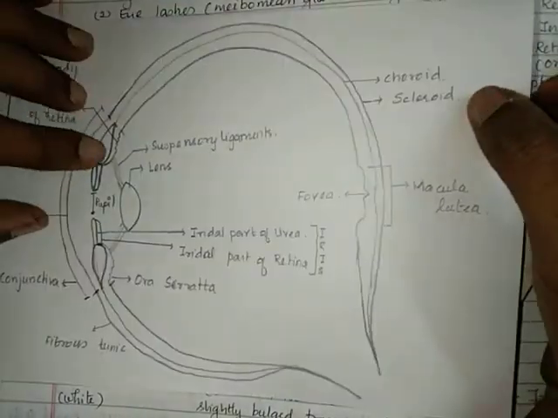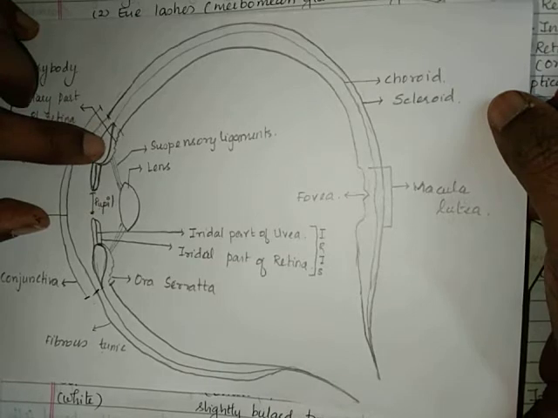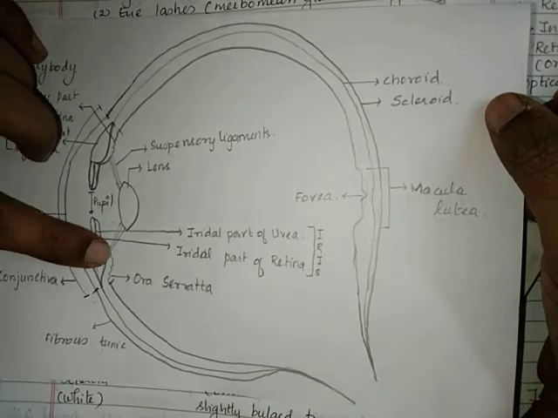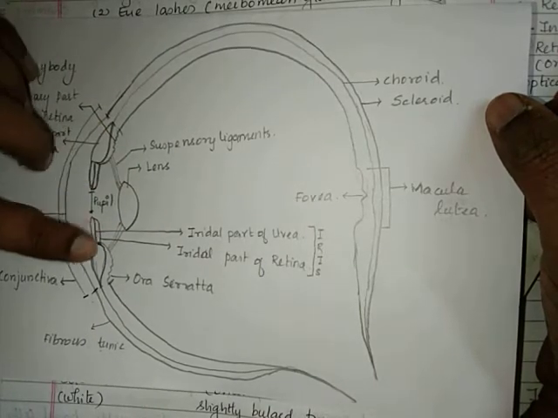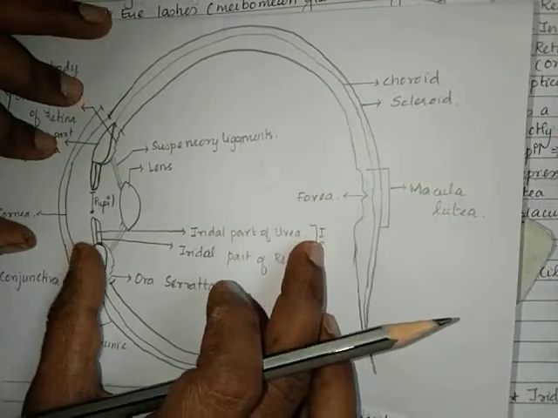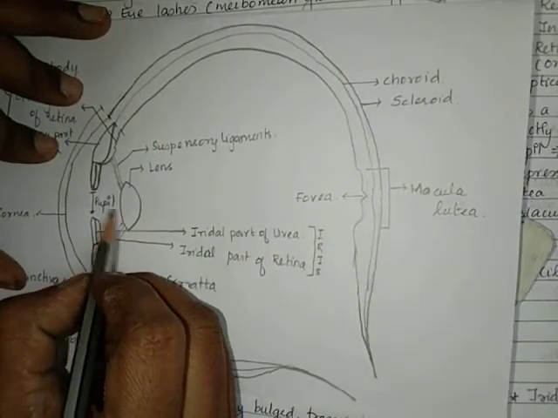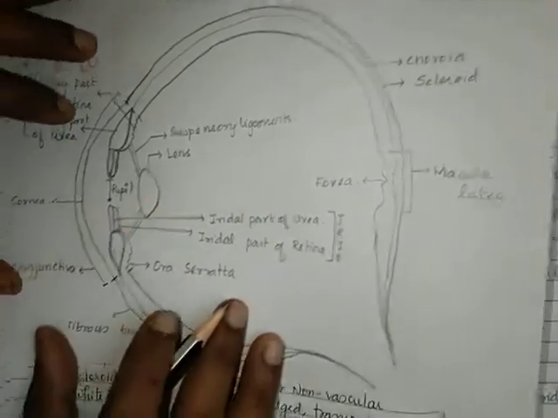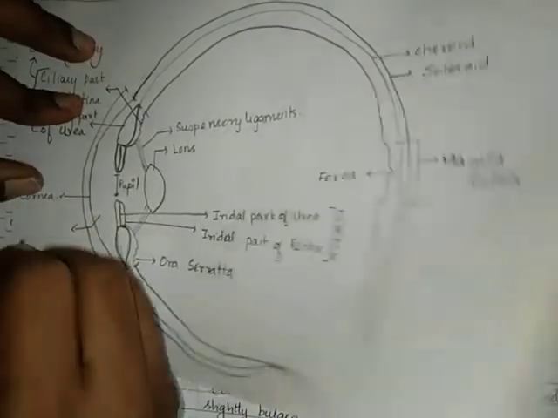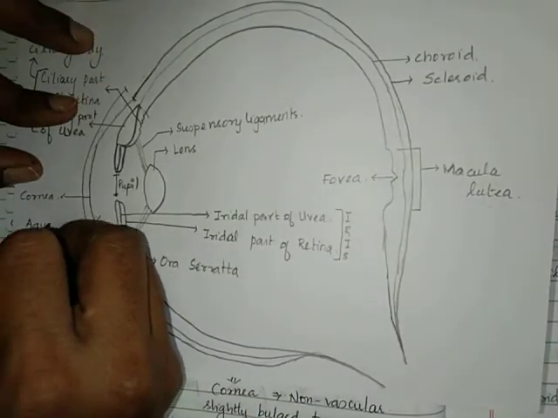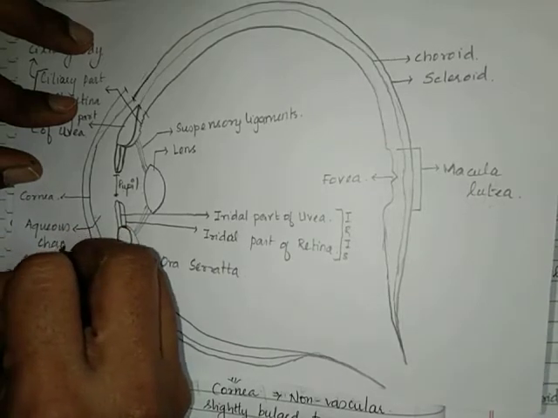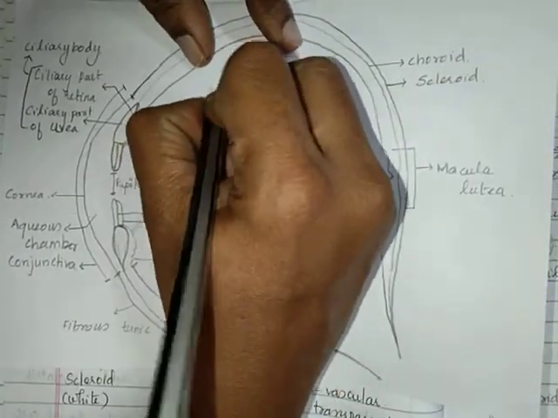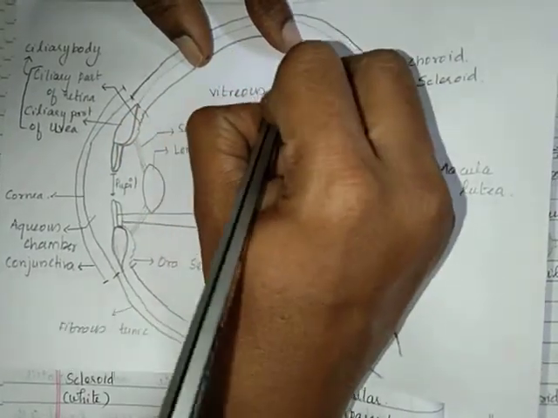So the suspensory ligaments are what hold the lens in place from the ciliary body. Once the ciliary body, suspensory ligaments and lens are formed, the complete eyeball is divided into 2 compartments. One compartment in front of the lens and another compartment at the back of the lens. The compartment at the front of lens is called as aqueous chamber, and the compartment formed at the back of lens is called as vitreous chamber.